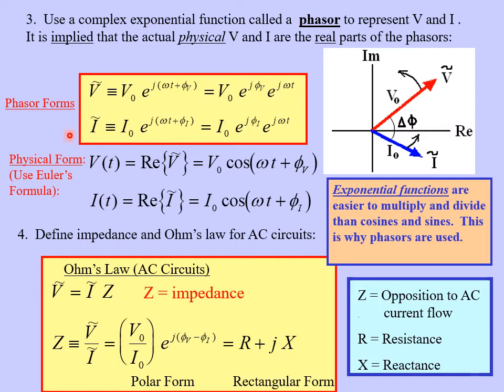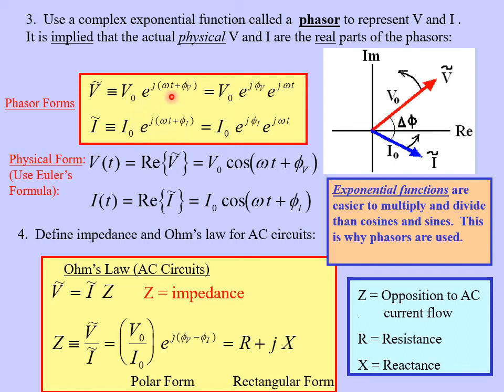Likewise, for current, there's a current phasor defined as I naught, the amplitude. And then here is our complex exponential function, e to the j omega t plus phi sub I. And again, I can rewrite this by distributing the j inside there. So these are obviously complex functions, right? They have a real part and an imaginary part.